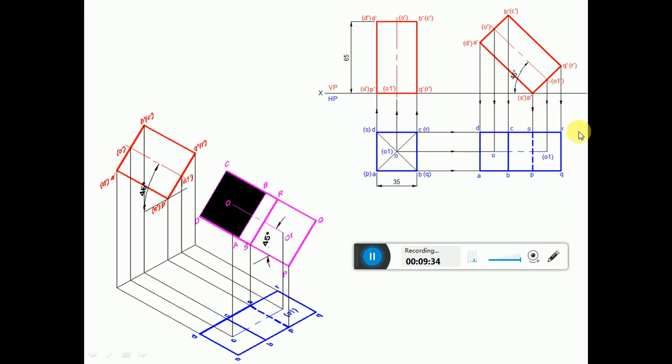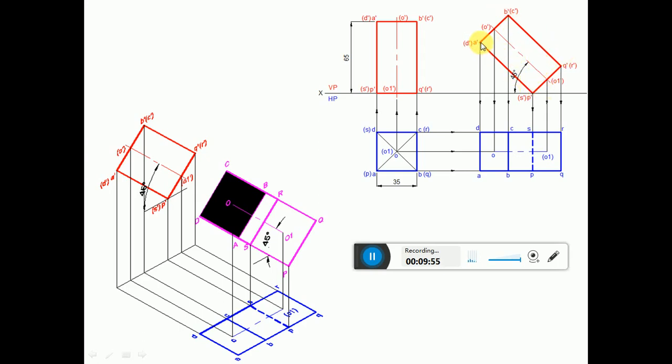Now we are going to join them first. Join between A to B, B to C, C to D and D to A with a continuous thin line. Similarly, join between P to Q, Q to R, R to S and S to P with a continuous thin line. Now the manner in which we have connected, the same way we have to connect here.